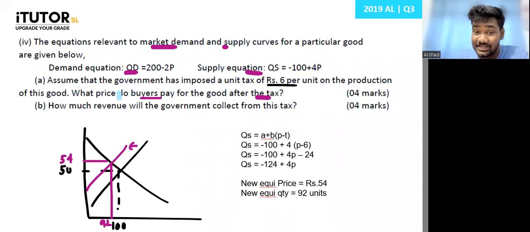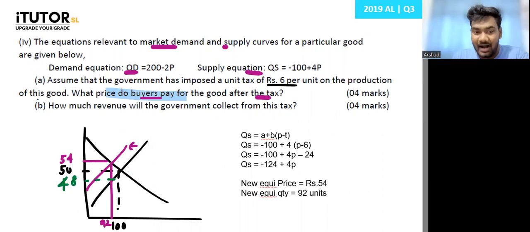That is what they're asking in the question, the price the buyers are paying. What is the price the producer is receiving? Think, guys. Consumer is paying 54. From this 54, he has to pay 6 rupees to the government as tax. Then how much will the producer get? Producer will get 54 minus 6. Producer gets only 48. That is how it comes, 54 minus 6. So they have not asked that.